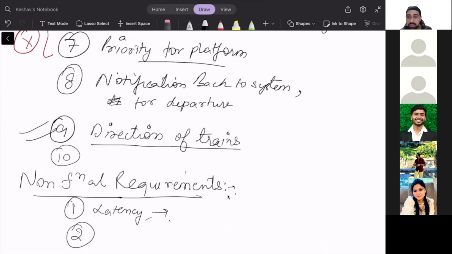So let's say there is an empty platform and a train has come. How much time would the system take to actually allot that train to that empty platform? Is that the question over here? I'd say 3 seconds, not more than that. Sorry, less than a second, maybe.